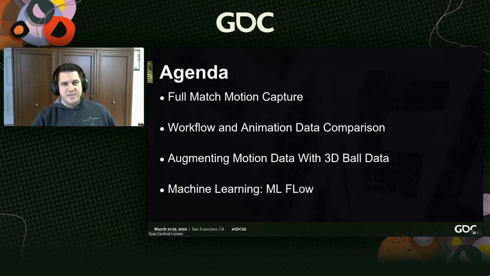We'll start by taking a deep dive look into the full match capture session we did using XSens suits. We'll explore the motivations behind capturing a full soccer match in this manner and take a behind-the-scenes look at the shoot. We'll then look at the impact that capturing data in this manner has on animator workflows. We'll show how we reconstructed 3D ball data from the video footage of the shoot, and then look at some applications of that data. And lastly, we'll present how FIFA uses machine learning to produce procedural animation using neural networks.